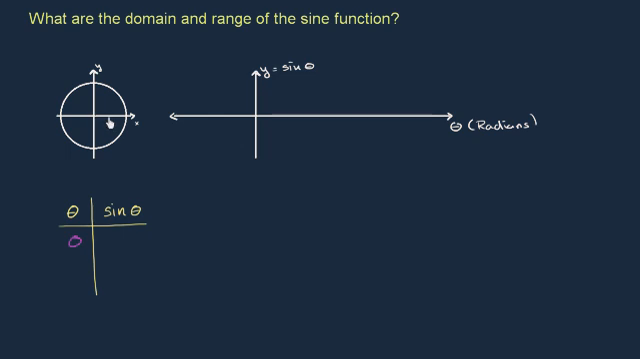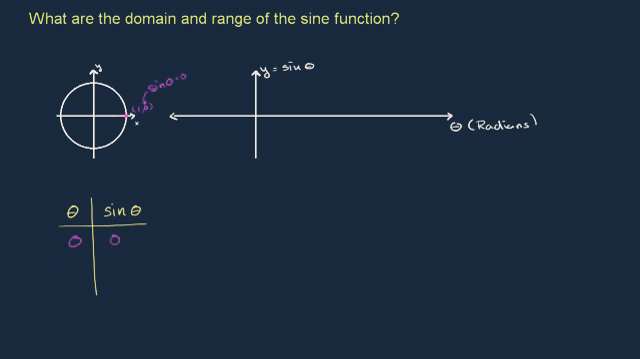Well, when the angle is 0, we intersect the unit circle right over there. This is the point (1, 0). The y coordinate is 0, so sine of theta is 0. Or you could say sine of 0 is equal to 0.